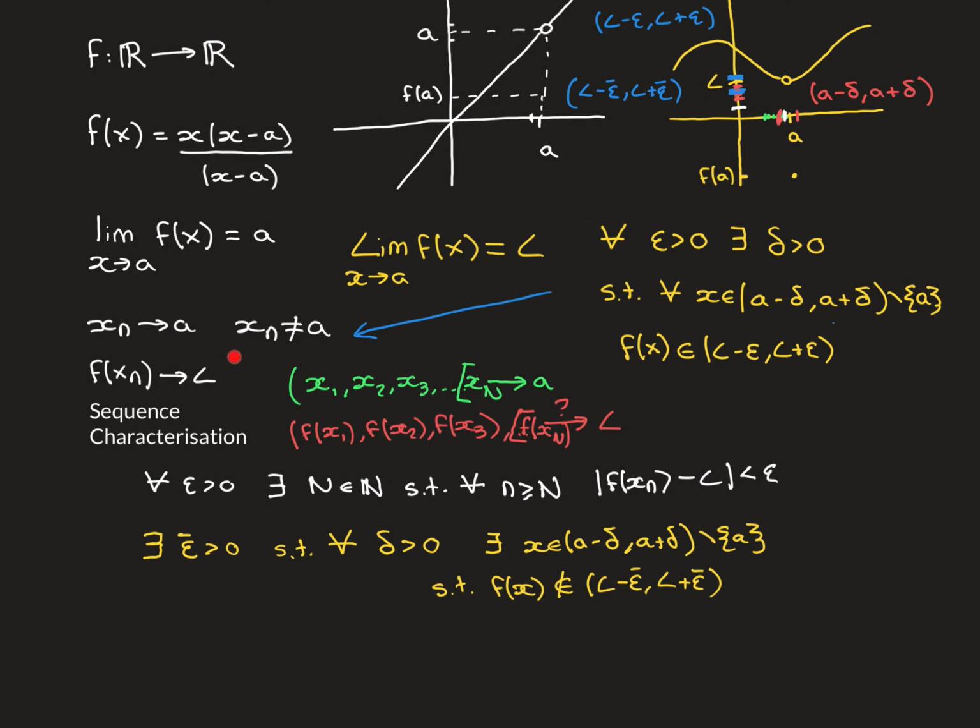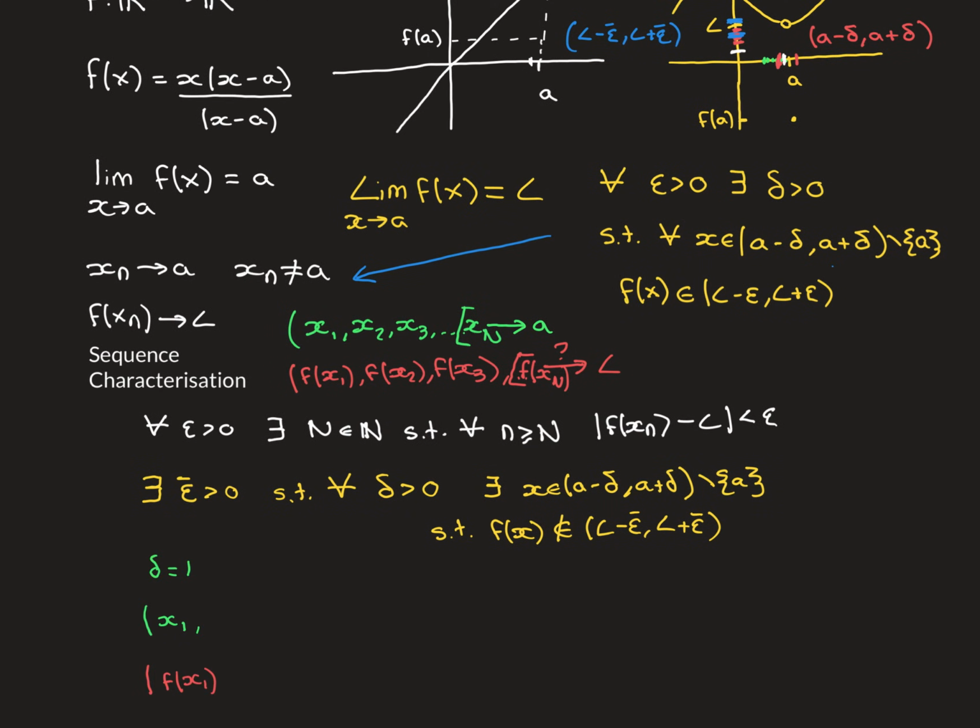So to contradict this, we need to be able to use this to construct a sequence in the domain that converges to A, where the terms of the sequence are not A itself, where if you look at its corresponding image sequence, it doesn't converge to this limit L. So this is how we're going to construct such a sequence. We're going to start off by considering a delta interval of size 1. So delta is equal to 1, and you can think of that red interval there as being this delta equals 1 interval around A.